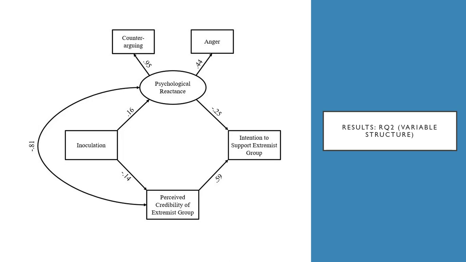So what we see here is that when somebody is inoculated, they experience significantly greater psychological reactance and significantly less perceived credibility of the extremist group that developed the propaganda. In turn, people who feel greater psychological reactance feel less intention to support the extremist group. People who perceive the extremist group to be credible are more likely to support it. So although there is no direct relationship between inoculation and intention, there are significant indirect relationships through reactance and through perceived credibility of the group. Inoculation has significant effects on things that themselves predict intention to support the extremist group. And this means that inoculation is an effective way to counter-radicalize people, or to prevent the assimilation of extremist ideologies.